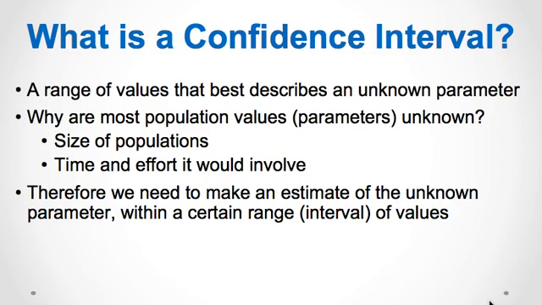In order to deal with this uncertainty, we can use an interval estimate, which provides a range of values that best describes the unknown population parameters. Why are most population values or parameters unknown? Well, the size of populations make it nearly impossible to gather that much data. Most researchers do not have the resources or the time to gather population data. Why do you think census data is collected every 10 years? Imagine how much it would cost to collect census data every year.